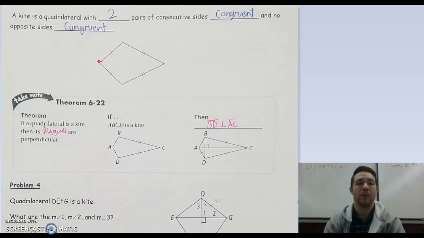I have two pairs of congruent sides. One pair would be here, so consecutive sides that are congruent. And my other pair of congruent sides are here. So those are consecutive, but not opposite, that are congruent.